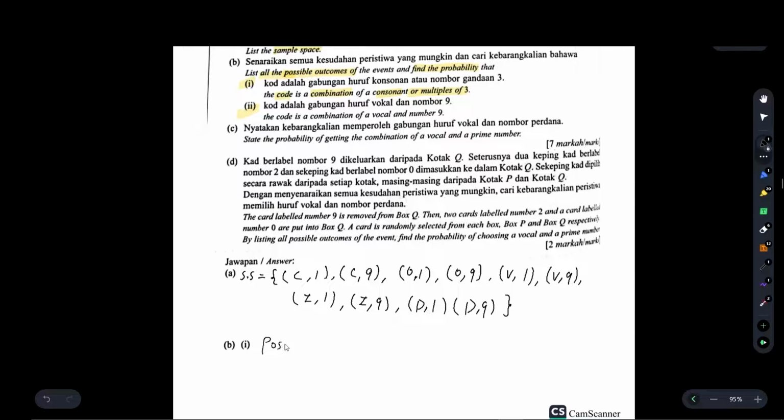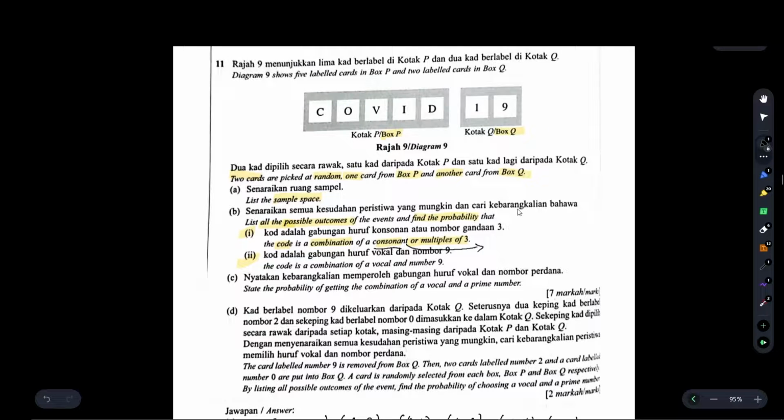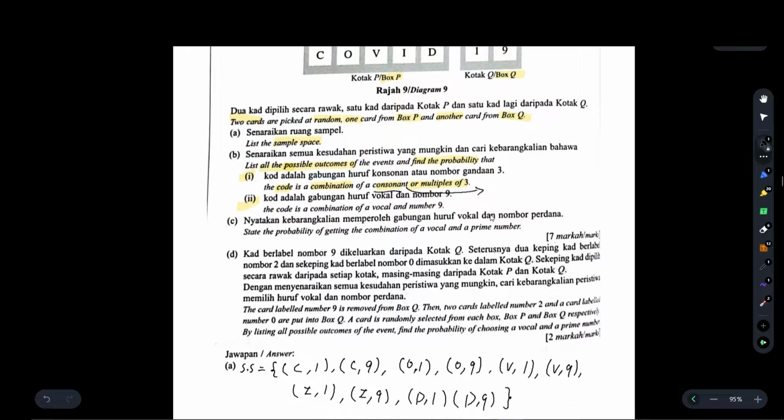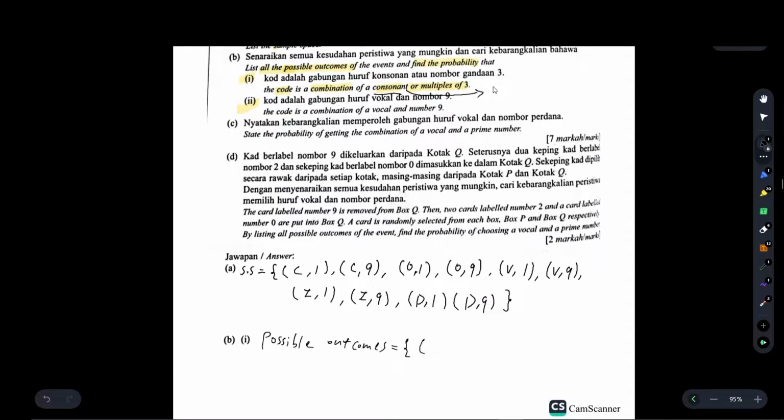So first of all, we're gonna list out the possible outcomes first. What is a consonant? Consonants are basically the alphabets that are not A, E, I, O, U. So it is the exception of A, E, I, O, U. These 5 alphabets are the vowels. So we have 3 consonants in this box P. And multiple of 3, we have 1 in box Q.